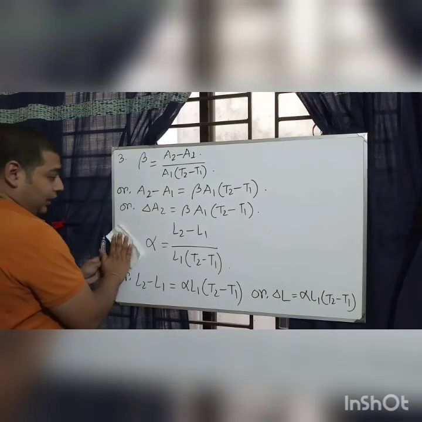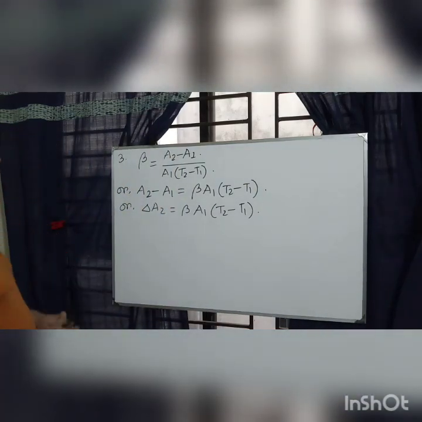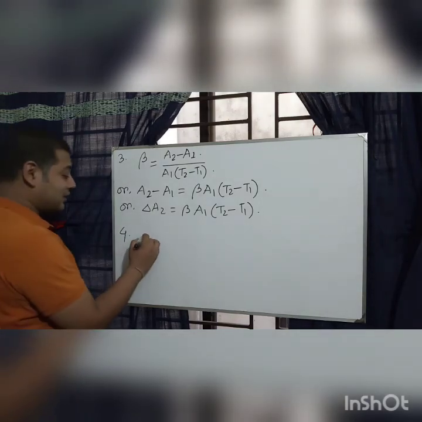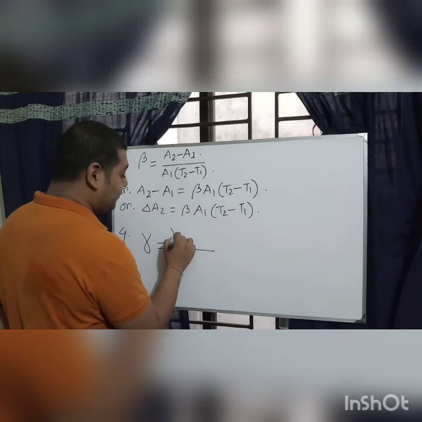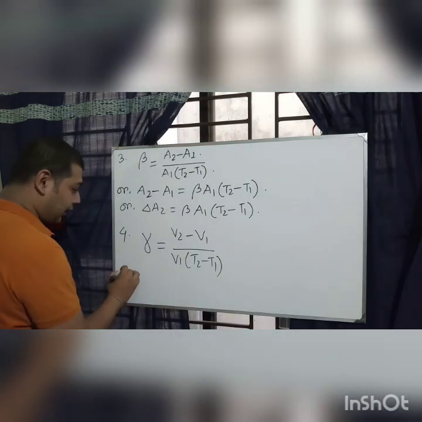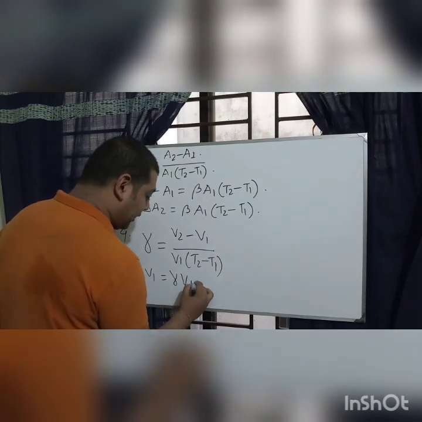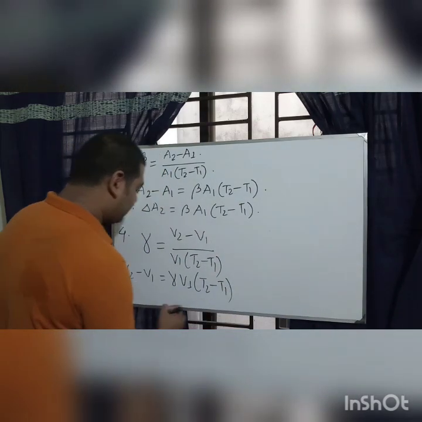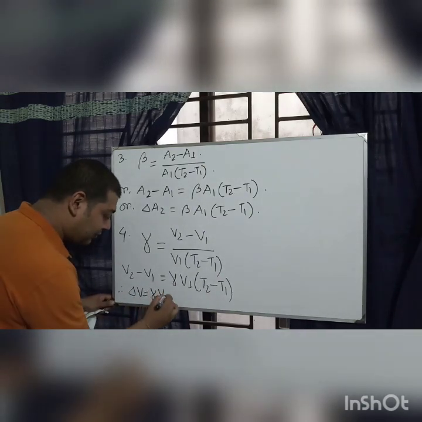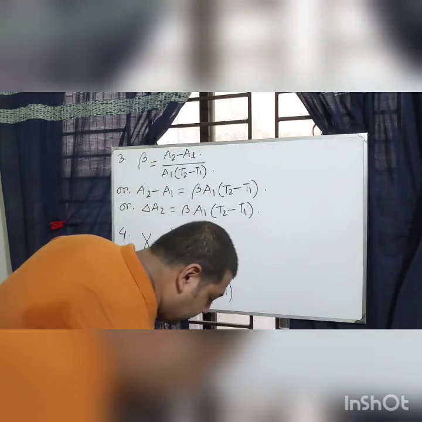Again, we have another coefficient of expansion, and that is the coefficient of volume expansion, denoted by gamma equal to (V2 minus V1) divided by V1 into (T2 minus T1). So we can write V2 minus V1 equals gamma V1 (T2 minus T1), and from this we can write del V equals gamma V1 (T2 minus T1). Okay, this is our equation number 4.